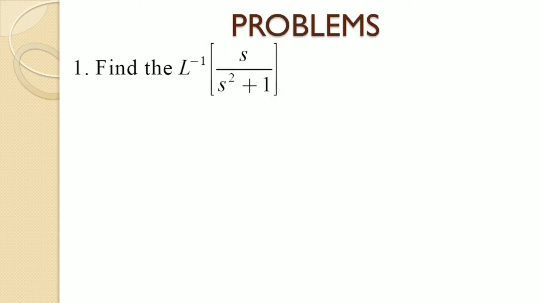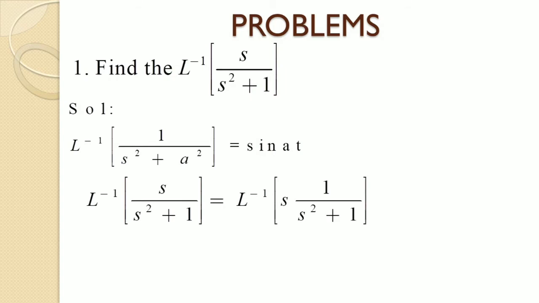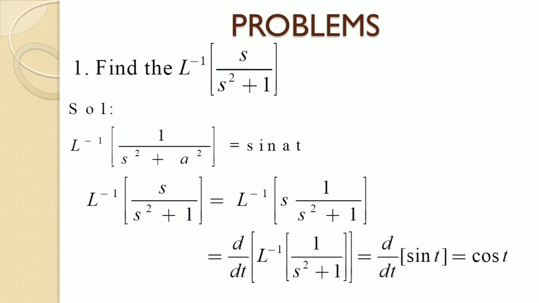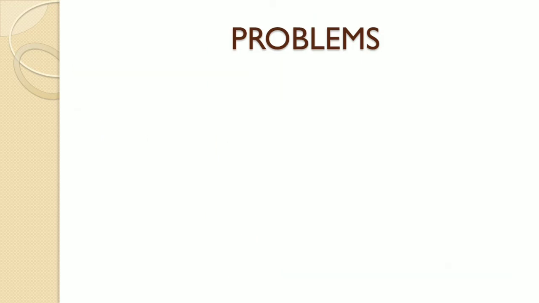Find the L inverse of s by (s squared plus 1). So we know that L inverse of 1 by (s squared plus a squared) is equal to sin at by a. Now this L inverse of s by (s squared plus 1) can be written as L inverse of s into 1 by (s squared plus 1). That is of the form L inverse of s into capital F of s. So this can be written as d by dt of L inverse of 1 by (s squared plus 1). So we know that L inverse of 1 by (s squared plus 1) is sin t. So d by dt of sin t. Now differentiating with respect to t, we get cos t.